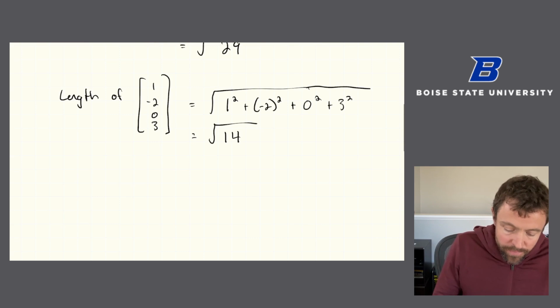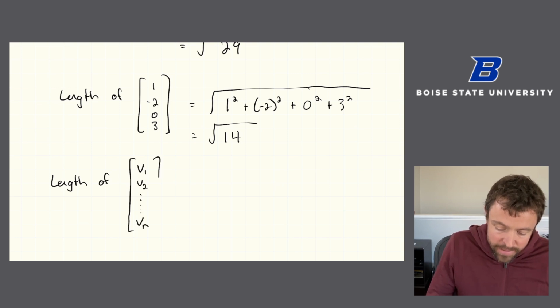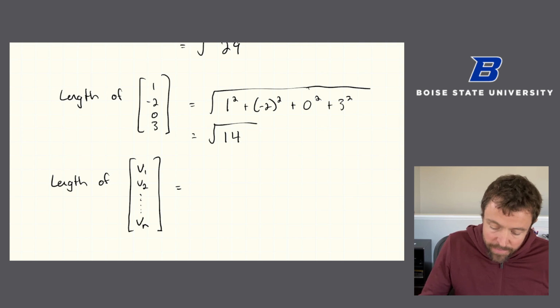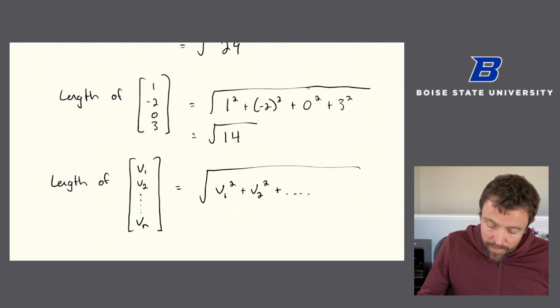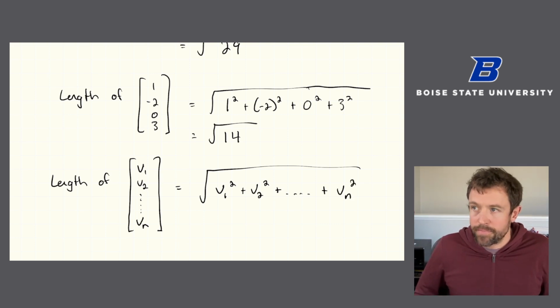And in general, the length of, if we have a vector v1, v2, all the way up to vn, this is living in Rn, we square each coordinate, we add them all up, right, the dot, dot, dot, indicating all those middle terms that I didn't want to write down, and we take the square root. Okay, so that's length in Rn.